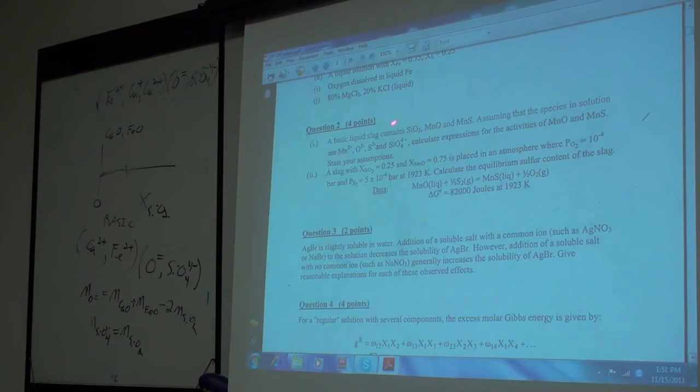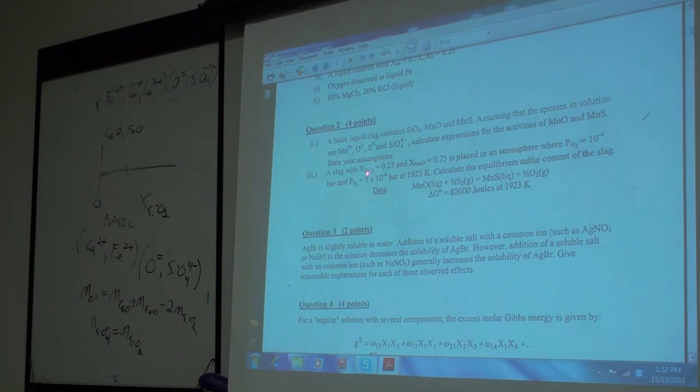Anyway, a basic slag contains silica, MnO, and MnS. Assuming the species in solution are manganese, oxygen, sulfur, and SiO4 4-. The sulfur will be in the form of S2- as long as the oxygen pressure is low. Calculate activities for MnO and MnS.